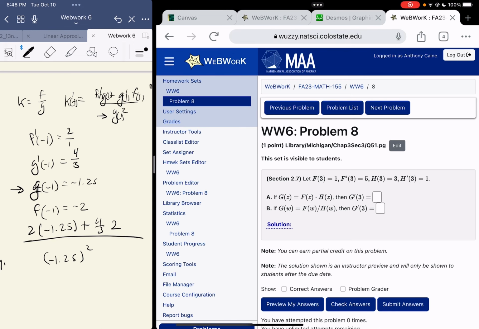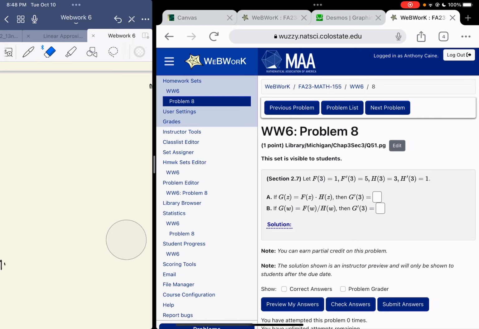Let's look at the next one. All right, this is the same idea, but I don't have to read the graphs. So let me go through the idea one more time. That way I don't feel as guilty. All right, so g is equal to f times h.